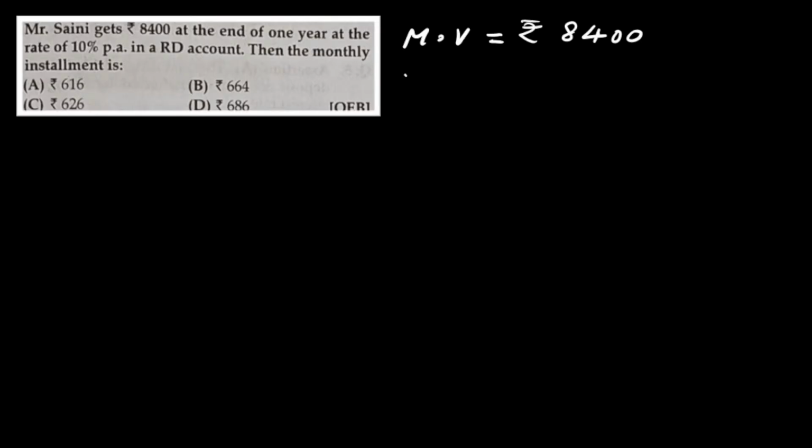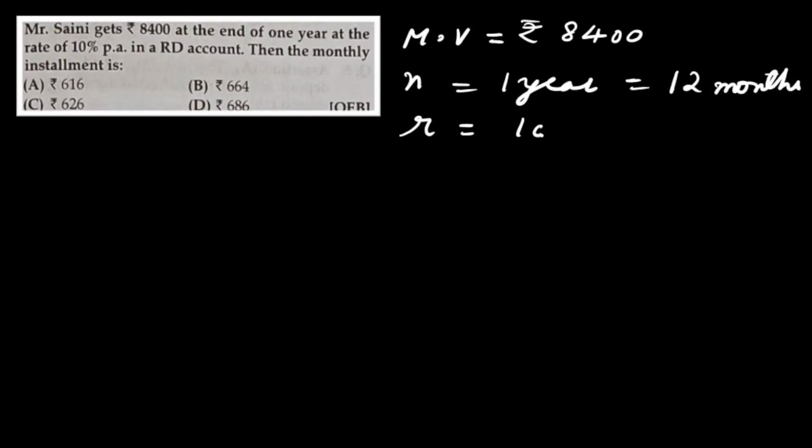8,400, 1 year. So that means n's value is 1 year. 1 year we can write in the form of months also. So 1 year is equal to 12 months. Rate is also given to us. R is equal to 10%. So the rate of interest is given to us as 10%. Then the monthly installment is, monthly installment means P's value, we have to find. What we have to do? We have to find the value of P. So how will we do it?